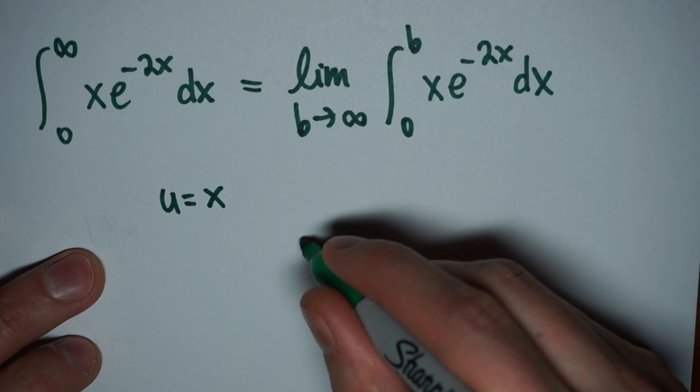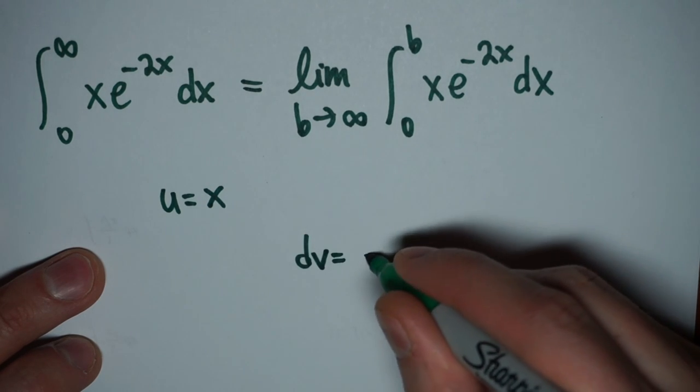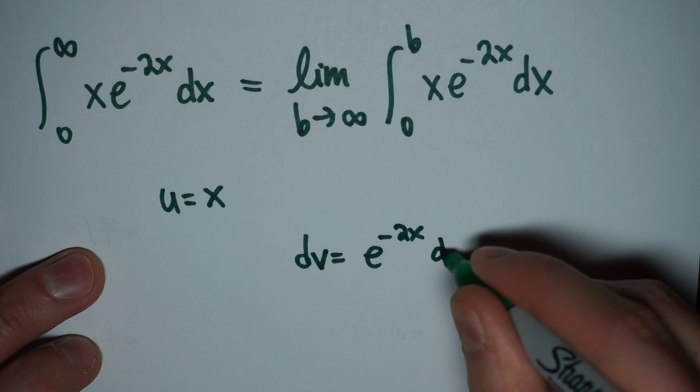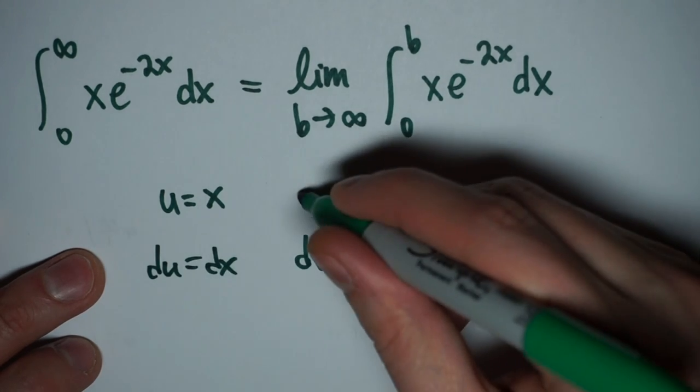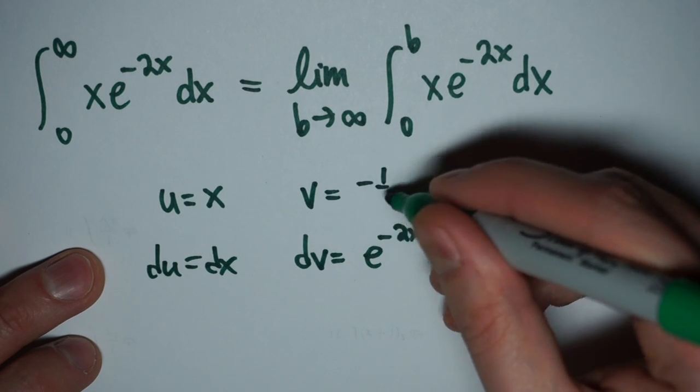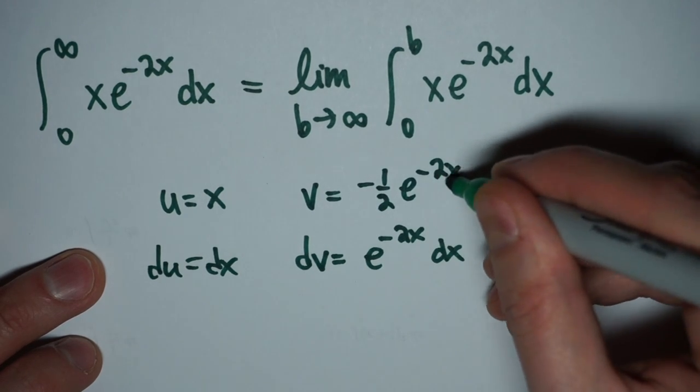And so we can use any of the integration techniques that we know in order to integrate it. In this case, integration by parts is appropriate. So we're going to set u equal to x and dv to the rest. And then du will be dx, and v will be the integral of e to the negative 2x, or negative a half e to the negative 2x.